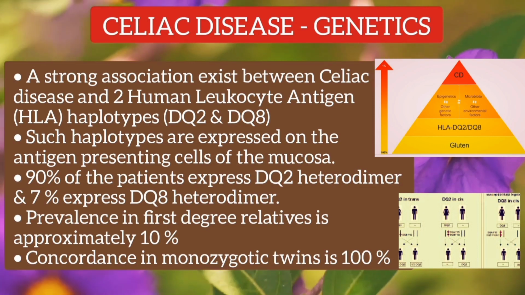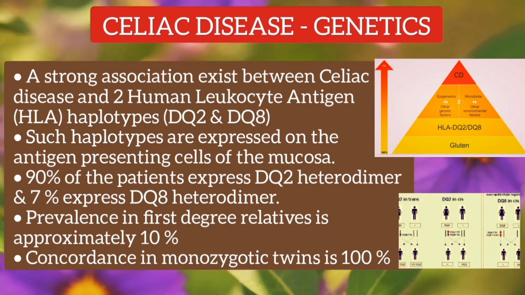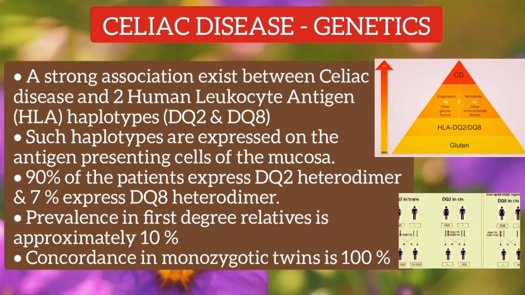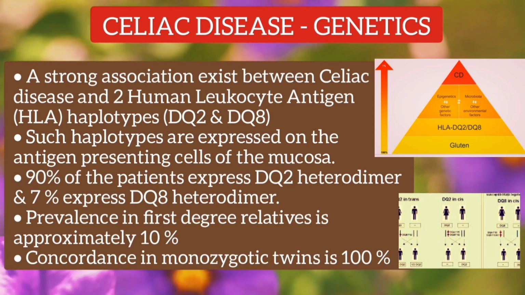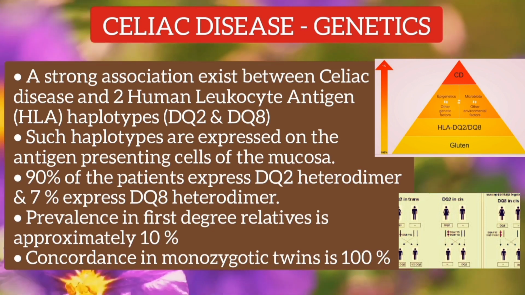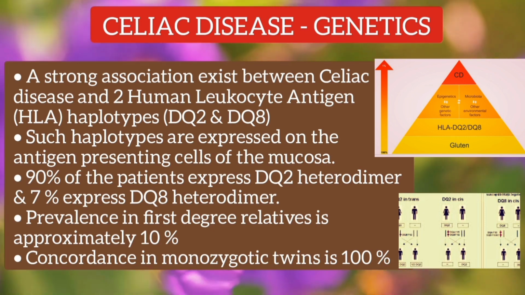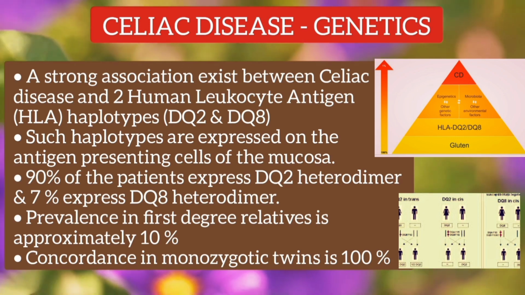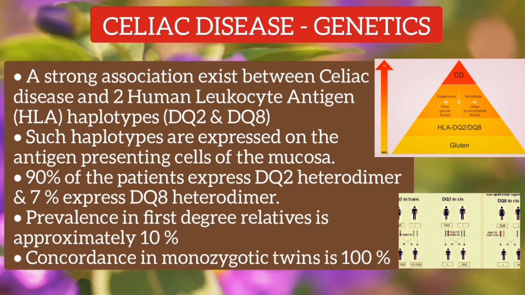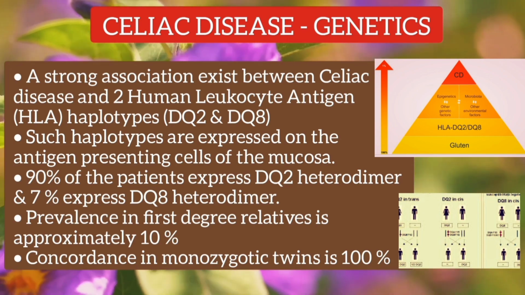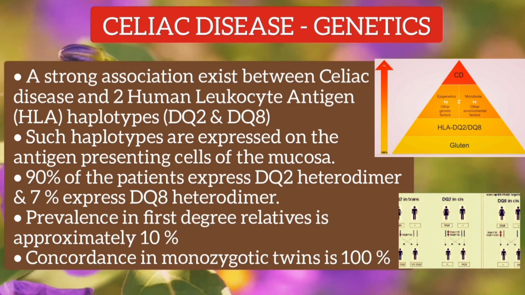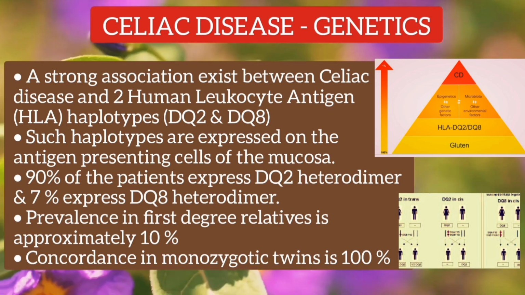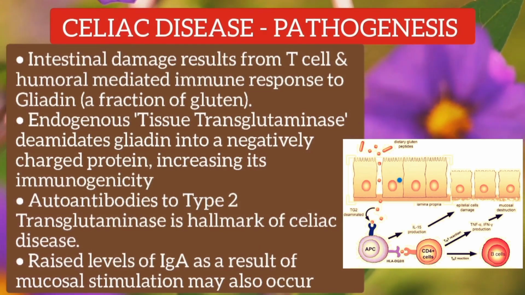There is an association between celiac disease and two human leukocyte antigen haplotypes, which are DQ2 and DQ8. Such haplotypes are expressed on the antigen-presenting cells of the mucosa of the small intestine. 90% of the patients express DQ2 heterodimer, while 7% express DQ8. Now, the prevalence of celiac disease in first degree relatives is approximately 10%, and the concordance in monozygotic twins is about 100%. Now, its pathogenesis.